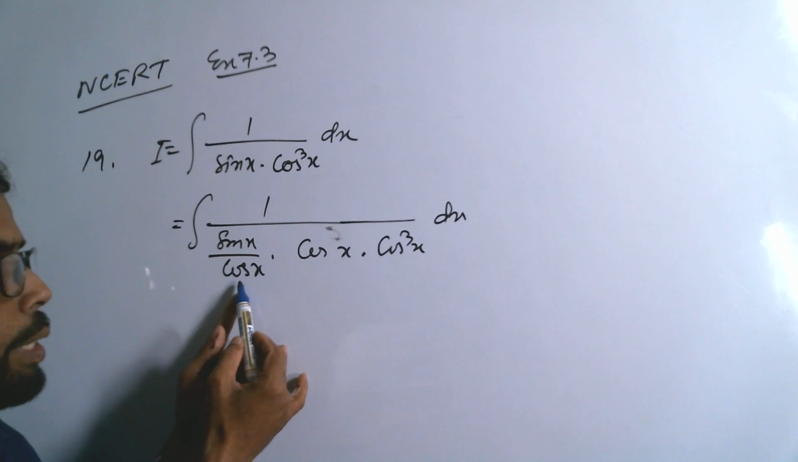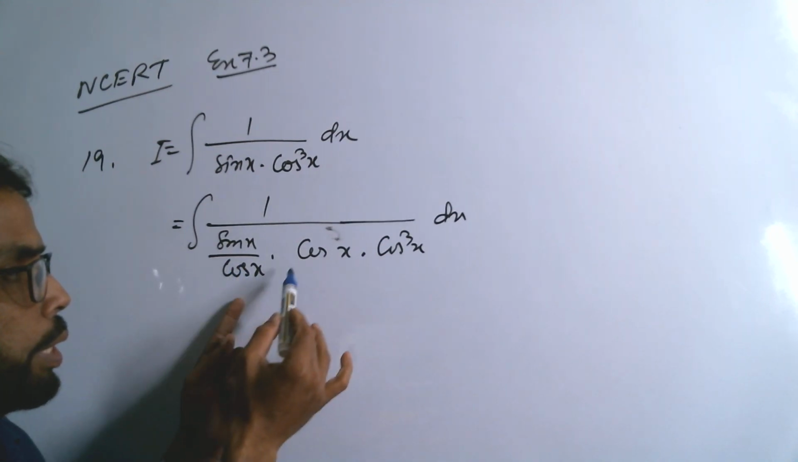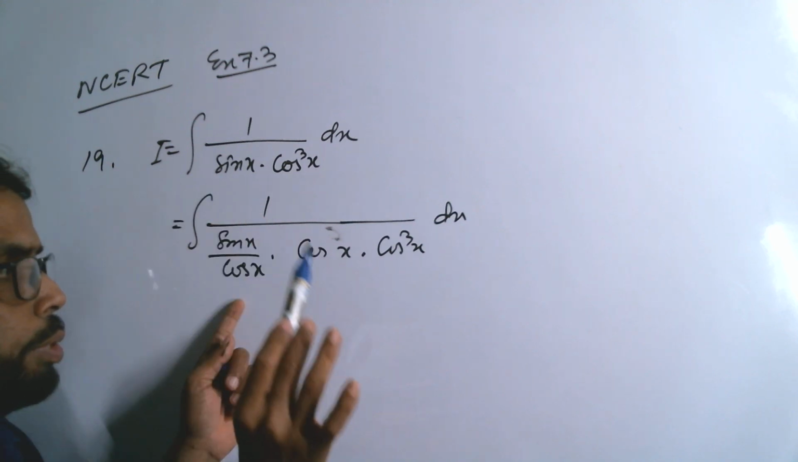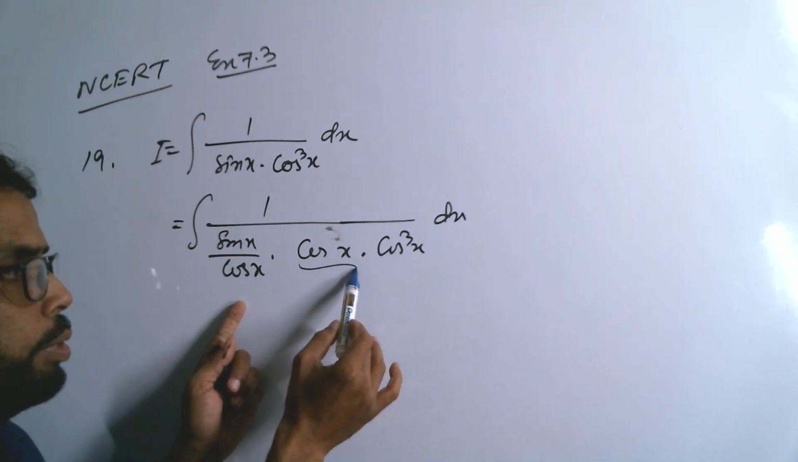See, divided by cos, multiplied by cos, so the value remains the same. If we cancel this cos, the remaining is sin, so it is correct. So divided by cos x, multiplied by cos x. Now these two we will take together.